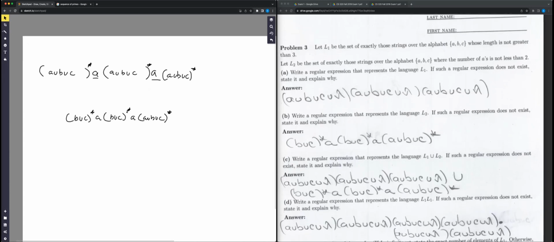Because you can't generate a string like BAA. The fact that you say (A or B or C) star A means it's starting with an A and ending with an A. So the only valid strings you'll get are of length 2, starting and ending with A's, and things like this will get missed.